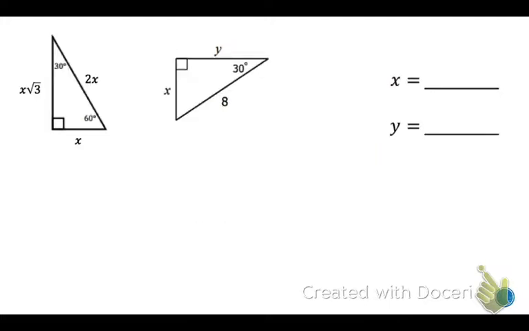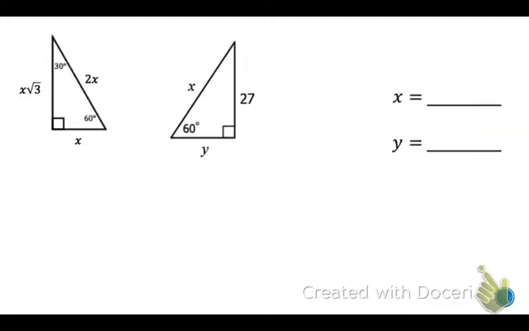Okay, let's get into some 30, 60, 90 ones. So for this one, let's label it accordingly. Opposite of 30 is x, opposite of 60 is x square root of 3, and hypotenuse is 2x. So that means x equals x, x square root of 3 equals y, and 8 equals 2x, which means x equals 4. So that first one is easy, it's 4. The next one's easy too, it's just 4 square root of 3.